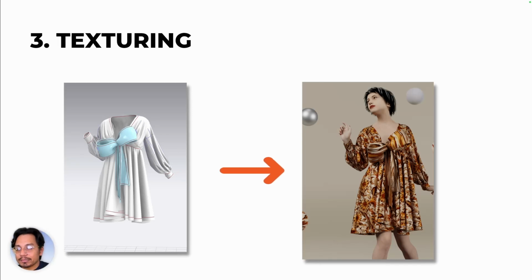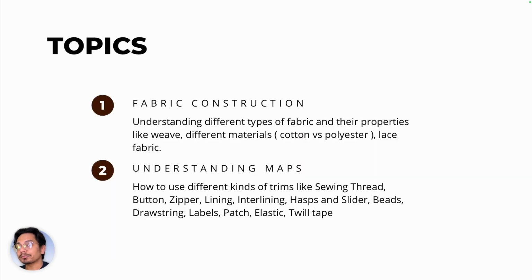The next part is texturing. Texturing is how you create fabric from scratch. So understanding a fabric, understanding the different properties of a fabric, for example lace and everything, and incorporating that. Fabric construction, for example whether the fabric is a plain weave, twill weave, or satin weave, what kind of fabric it is, because every fabric will have different kinds of effect.